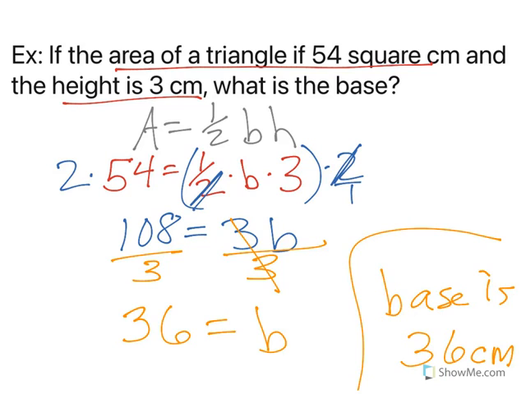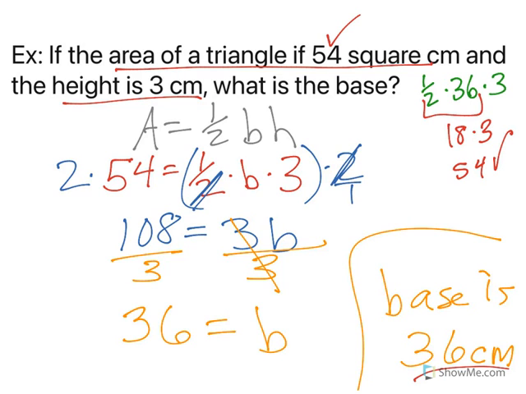If you want to check, you can always say, 1/2 base times the height. Plug it in and see what you get. Half of 36 is 18. 18 times 3 is 54. Yep, that was my area. So my base ends up being 36 centimeters. So you can use the formula to go a couple different ways and to find unknown pieces of your triangles.